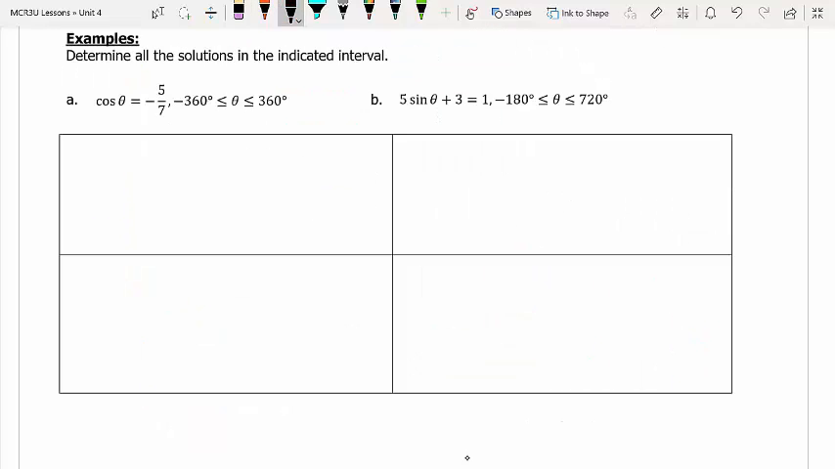Okay, let's try that two more times. Here, we need to solve for theta, and we have a domain of negative 360 all the way up to positive 360, so angles can fall within that domain. So let's follow our original four steps from above.